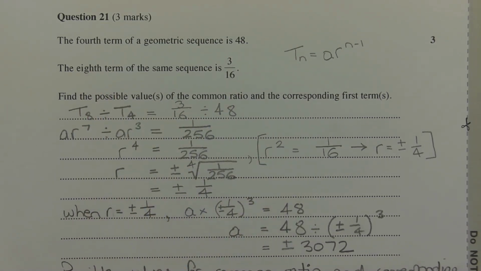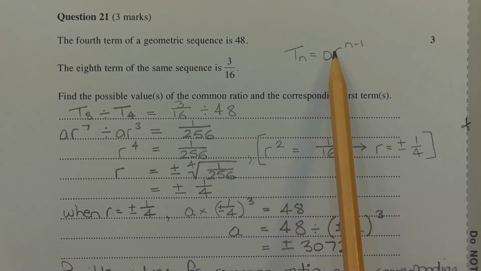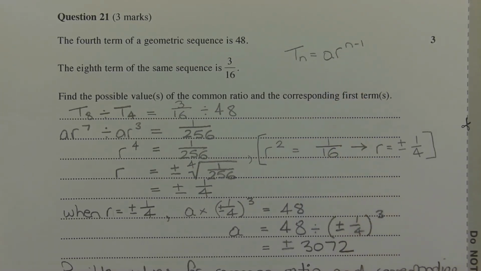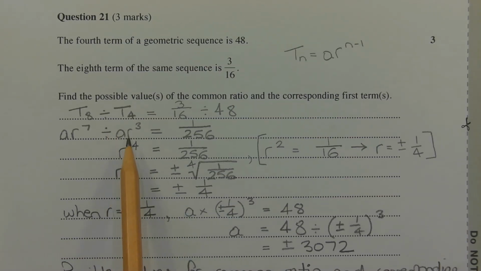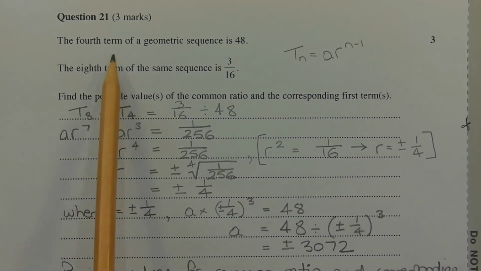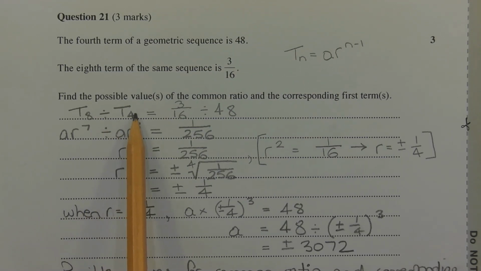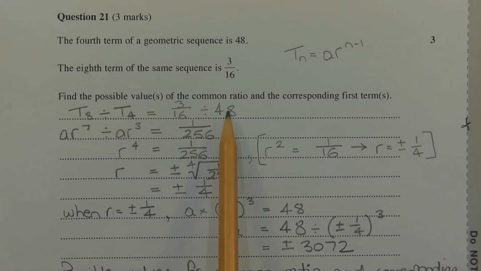geometric sequence. Now, in order to find the common ratio, we need to use this formula here. That is, the nth term, or Tn, of a geometric sequence is given by the first term a multiplied by the common ratio r to the power of n minus 1. So in this case, the fourth term is ar to the power of 3, and the eighth term is ar to the power of 7. Now, if we take the eighth term, T8, and we divide it by the fourth term, T4, that's equal to 3 over 16 divided by 48.